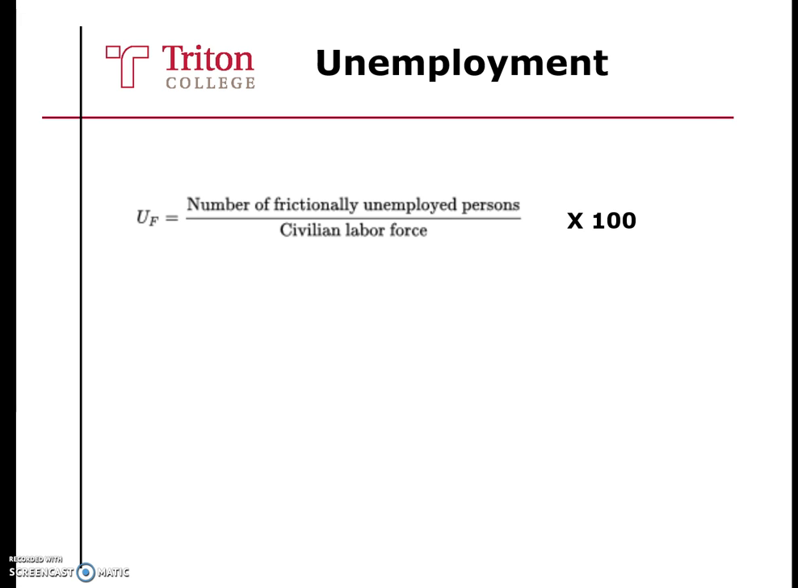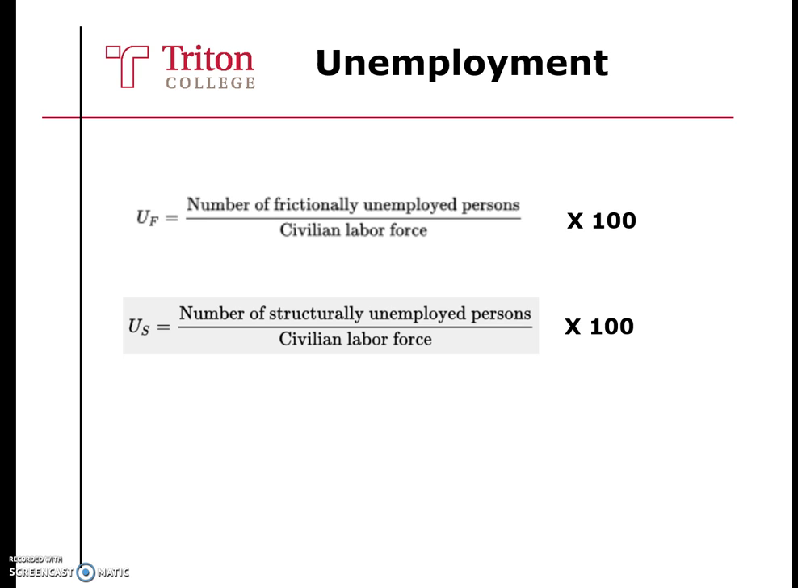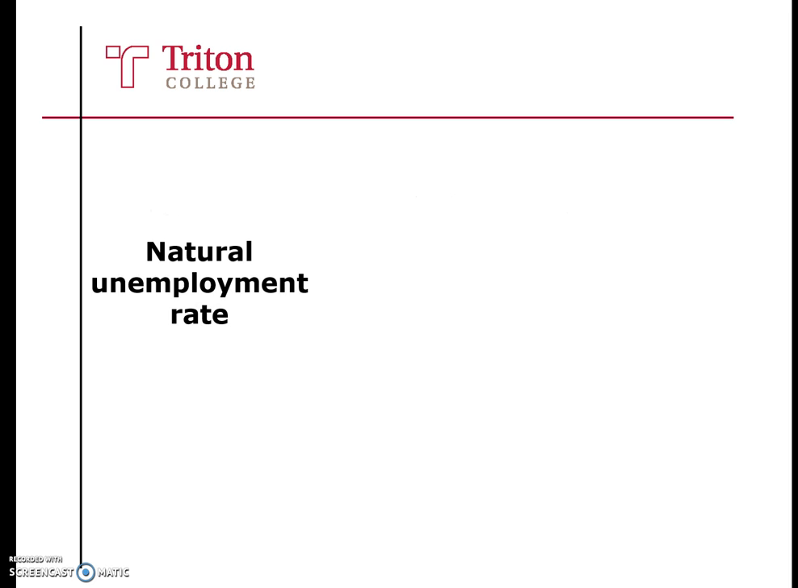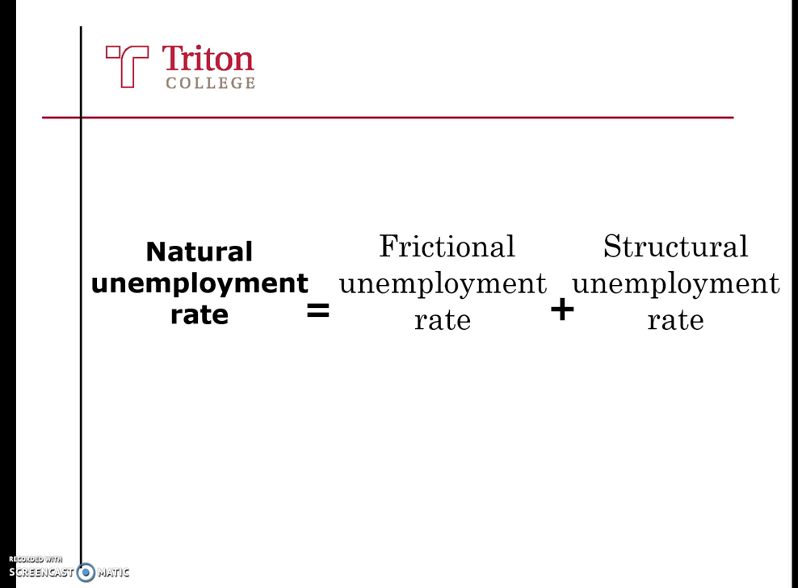Let's take a look at the equation for frictional unemployment. Frictional unemployment equals the number of frictionally unemployed persons divided by labor force times 100. Structural unemployment equals the number of structurally unemployed persons divided by civilian labor force times 100. Note the natural rate of unemployment equals frictional plus structural.